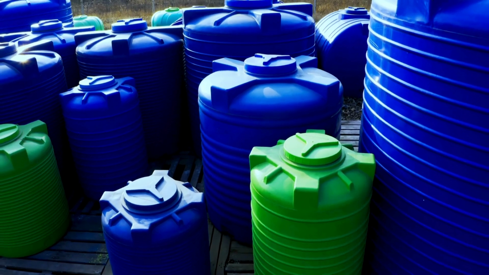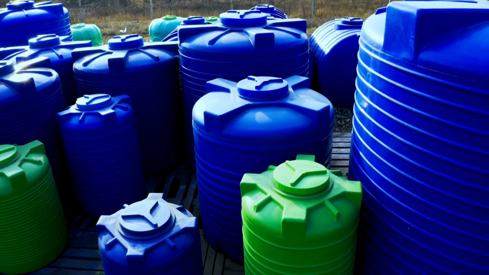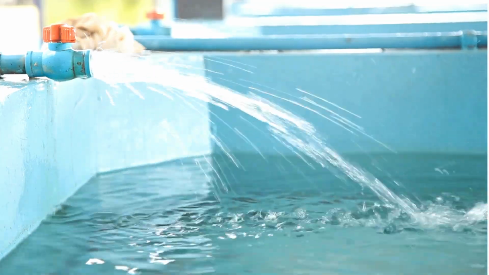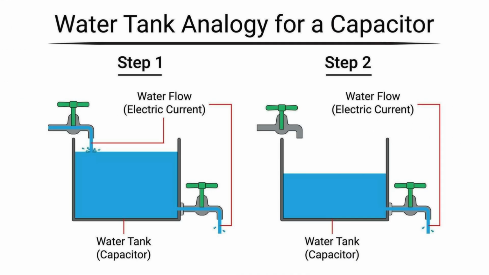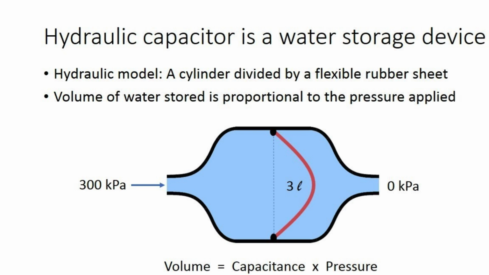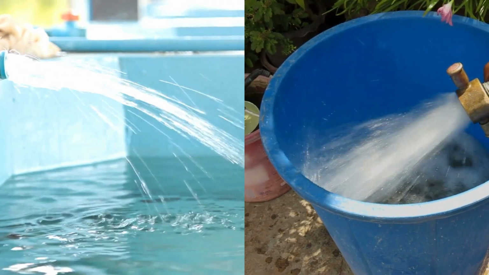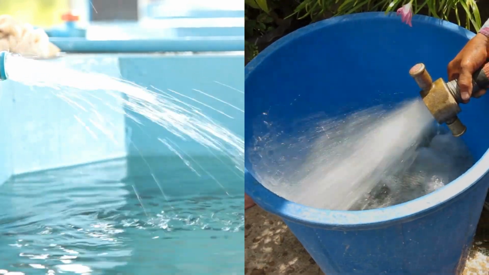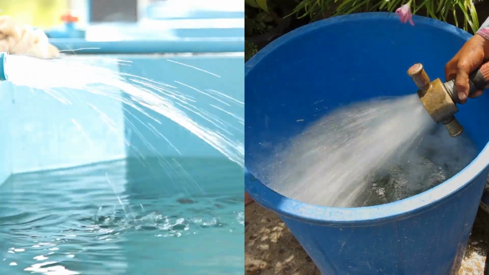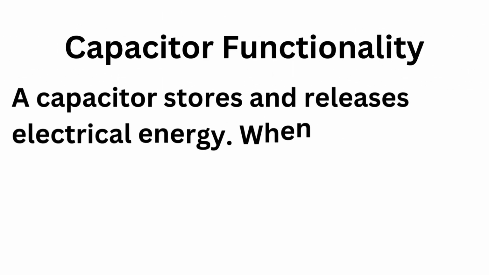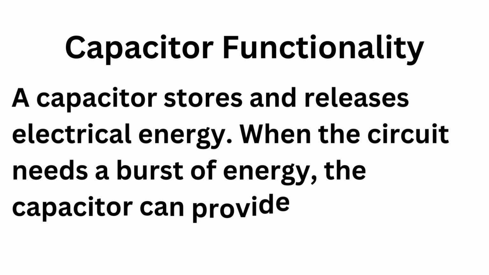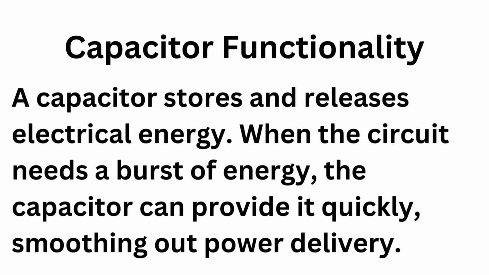To make things easier, let's use an analogy. Imagine a capacitor is like a water tank. The two plates are like the tank's walls, and the dielectric is the material that keeps the water from leaking out. When you fill the tank with water, you're adding energy. When you need water, you can release it quickly. In this analogy, the water represents electrical energy. Just as you can fill and empty the tank, a capacitor stores and releases electrical energy. When the circuit needs a burst of energy, the capacitor can provide it quickly, smoothing out power delivery.